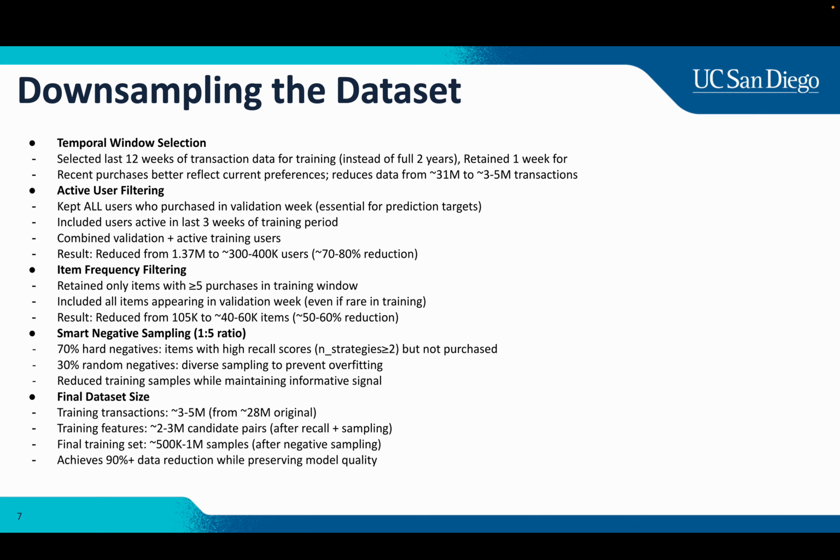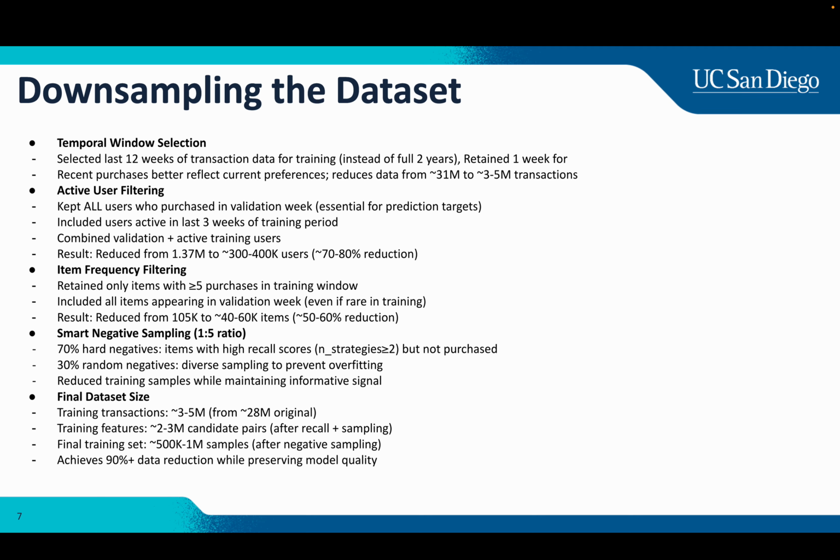The first thing is I selected a temporal window, a window of 12 weeks, in which I used 11 weeks of data for training and retained 1 week of data for testing. This reduced my data size from around 31 million transactions to around 3 to 5 million transactions. Then, for keeping the data richer, as we observed from the previous plots, I kept mostly the active users who had purchased in the validation week, so that we are able to model the customer preferences in a better manner.